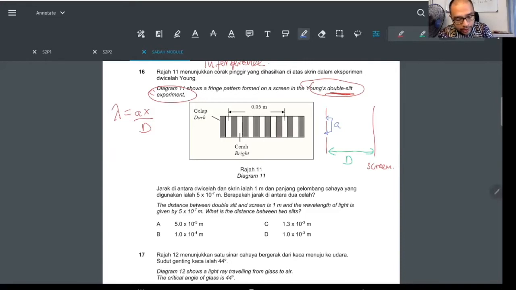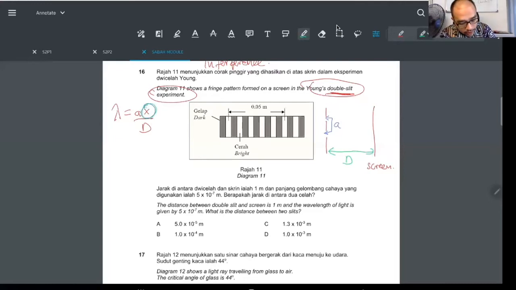You will get light, dark, light, dark, light, alternating. If it is sound, you will get soft, loud, soft, loud, soft, loud. You always get an alternating pattern and it's pretty much the same distance. If it is water waves, you get strong, weak, strong, weak, strong, weak. That's what you will get. But either way, X is probably the most difficult.